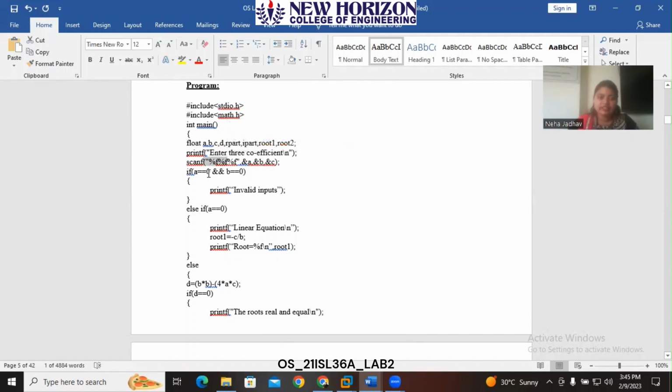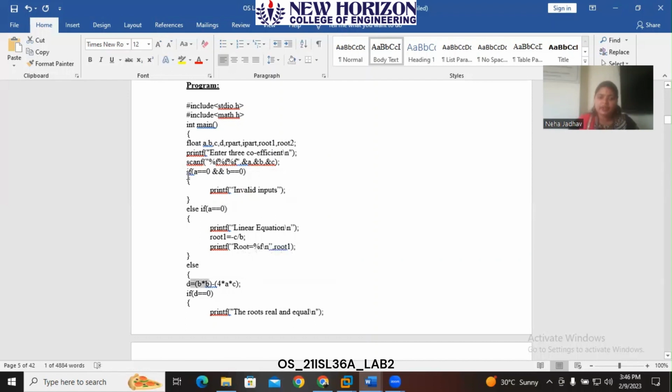After that, we are going to first check the condition. If our A value and B value are 0, then we are going to print the result as invalid inputs, because we need to give some values, and only then can we find the roots of the quadratic equation. After that, we are writing else if, only if A equals 0, then we print linear equation, and this is the formula to find the root if our A value is 0: root 1 equals minus C by B, and we print that result. First, we are checking if A equals 0 and B equals 0, then we print invalid input. After that, we are checking only if A equals 0. If it is neither of these two cases, we go for the third case.